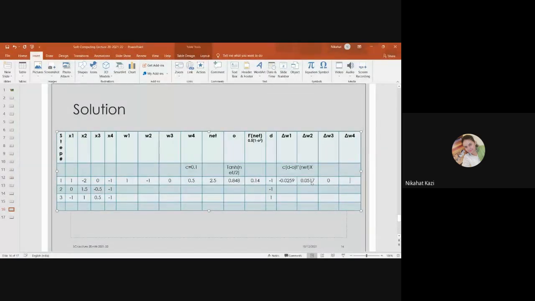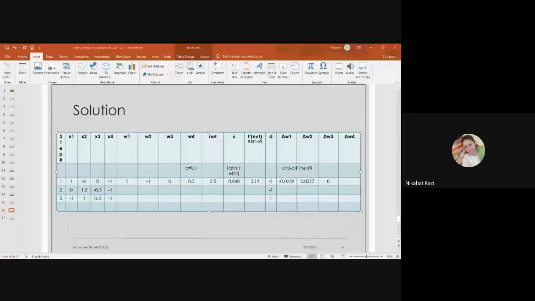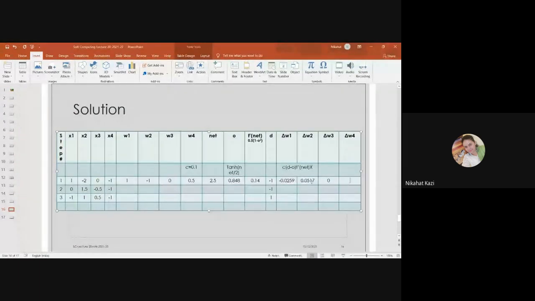And finally, delta W4. It's the same as this, plus. The first one, na? Only it is positive.